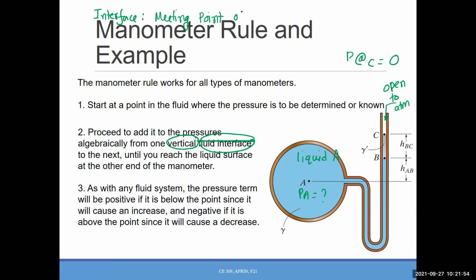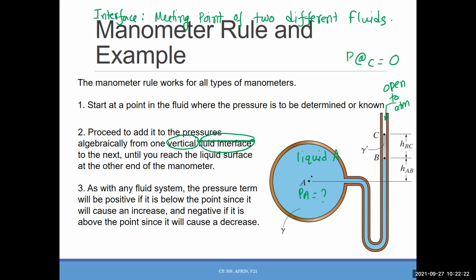Point of two different fluids. So I said different fluids. I'm not saying two different liquids or two gases. That means it can be liquid-liquid, gas-gas, or gas-liquid. Okay, so it says that you need to add the pressure algebraically from one vertical interface to the next.